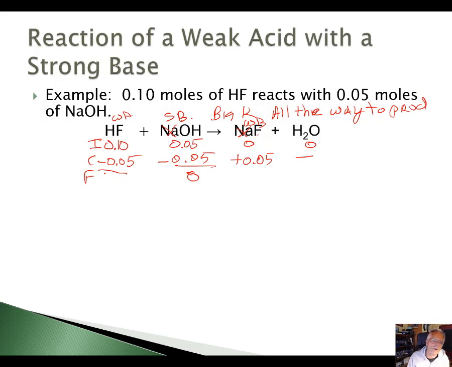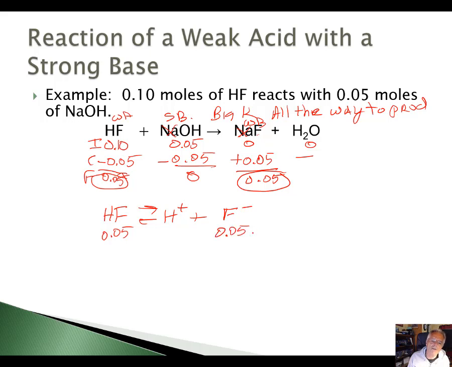But over here, we're going to have 0.05 molar of this, and we'll have 0 plus 0.05 molar of the conjugate weak base. So here's what we have in solution. We have HF, 0.05 molar of it, or 0.05 moles of the stuff. We can decide how much volume we're going to have in a minute. We don't know how many H plus we've got. We've also got 0.05 moles of this stuff right here.